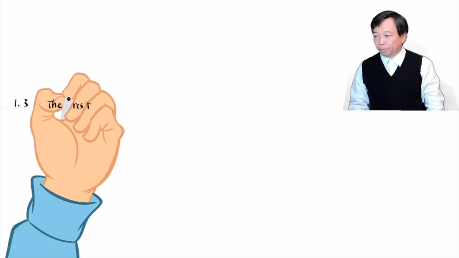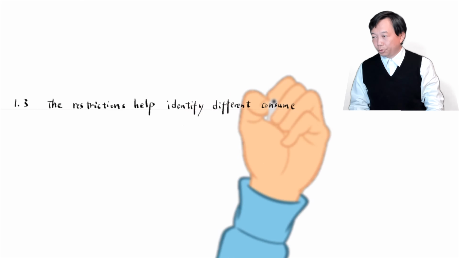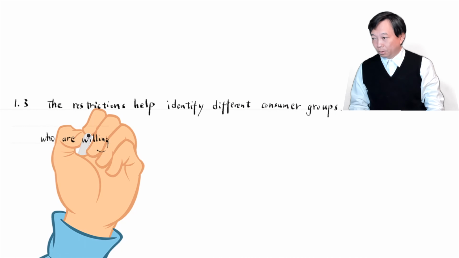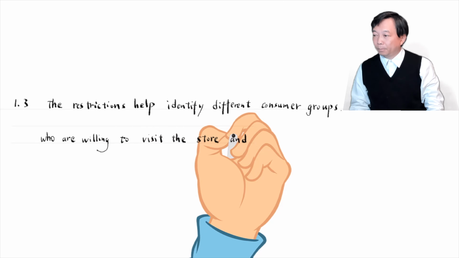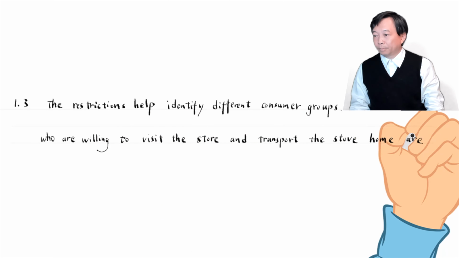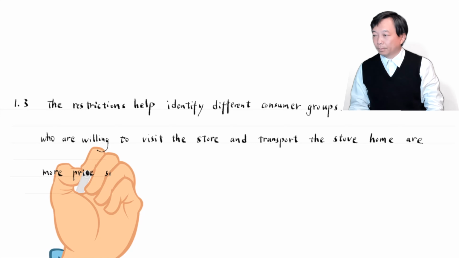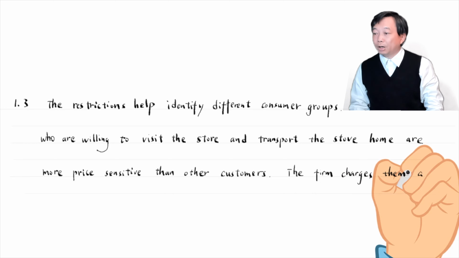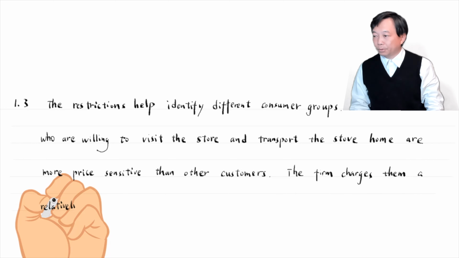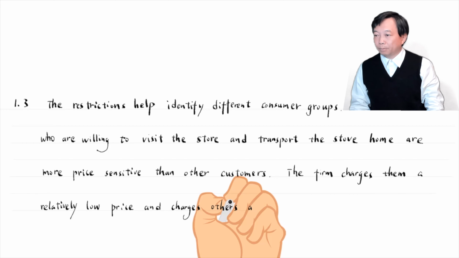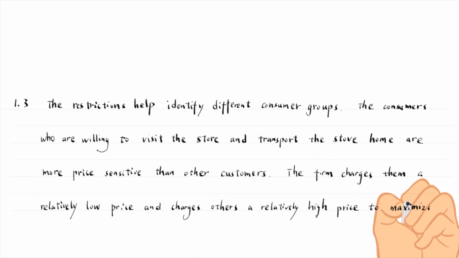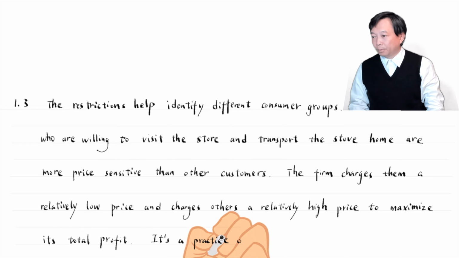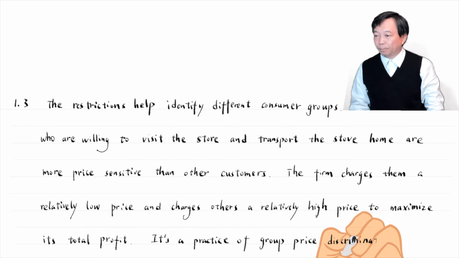The restrictions help identify different consumer groups. The consumers who are willing to visit the store and transport the stove home are more price sensitive than other customers. The firm charges them a relatively low price and charges others a relatively high price to maximize its total profit. It is a practice of group price discrimination.